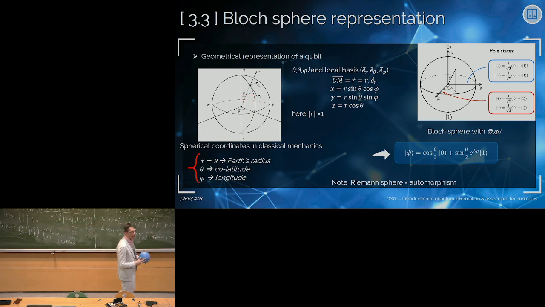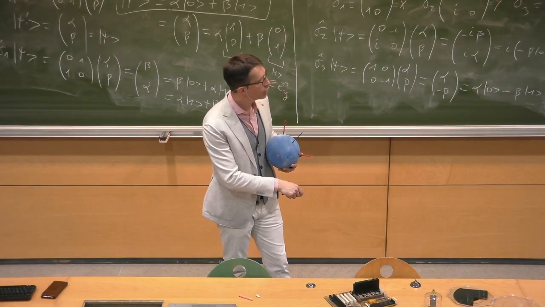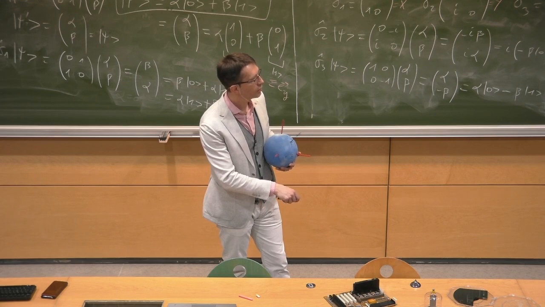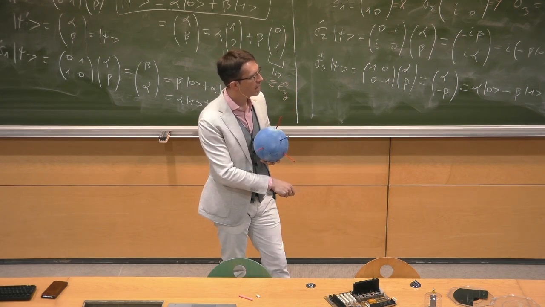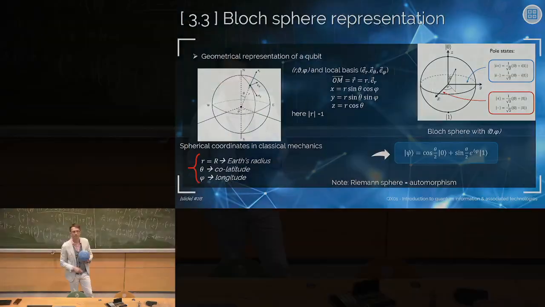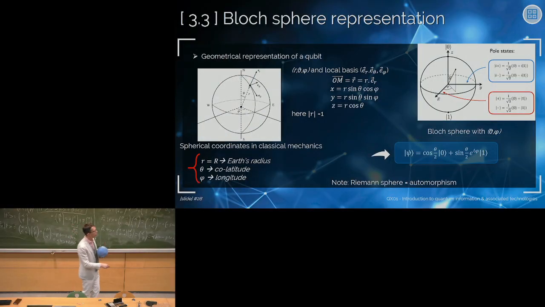If we apply this to Earth, then we would have the Earth radius, which would be the radius of the sphere, and then we would have the latitude and the longitude. In physics, we don't use the latitude, which would be the angle from the equator plane up to the North Pole. In spherical coordinates in classical mechanics, we use the co-latitude, which goes from the North Pole. Whatever, it's the same idea.